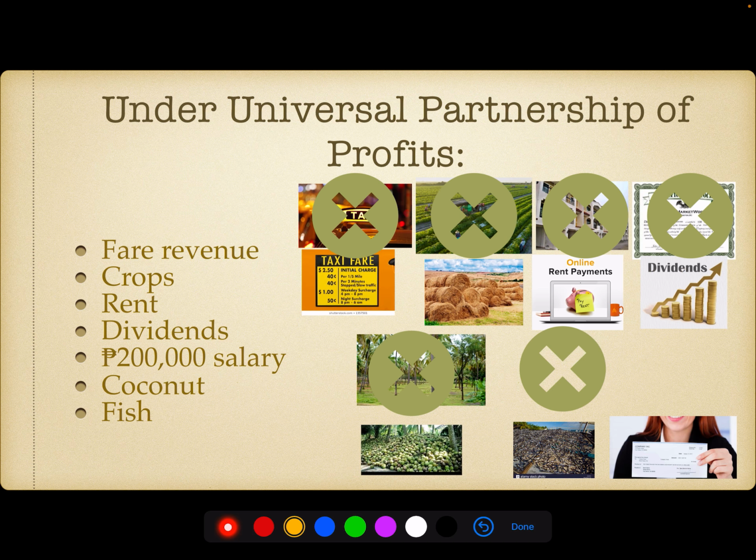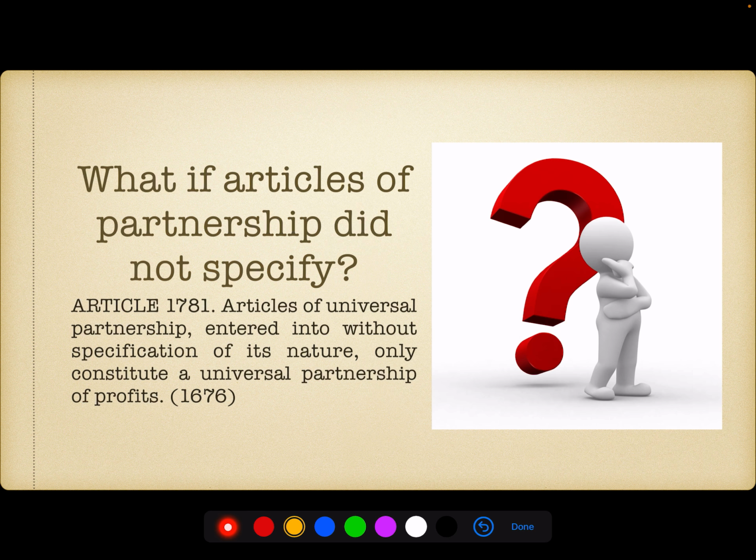Okay, now here's a question. What if the articles of partnership did not specify if it's a universal partnership of all present property or profits? Article 71 states that if it is not specified, it will only constitute a universal partnership of profits. Why? Because the partners make a donation in a universal partnership since they're giving everything.